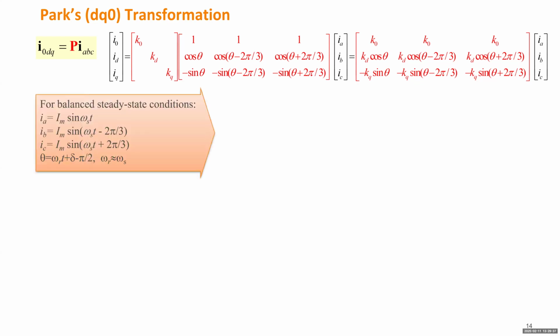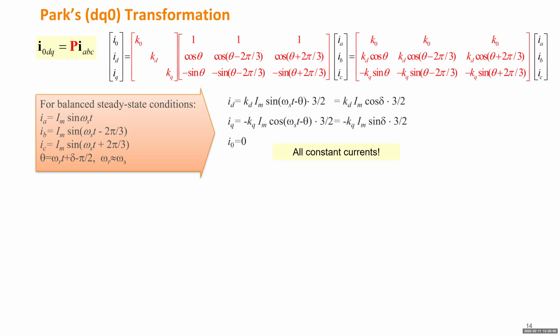So for balance condition, let's double check. Okay, let's just keep those K values undetermined. So ID will be this one. After transformation, it will be only proportional to cosine delta. And IQ is proportional to sin delta. And I0 will be just simply 0. Okay, it's done. All constant. So under static condition, the ID, IQ, I0 all constant.